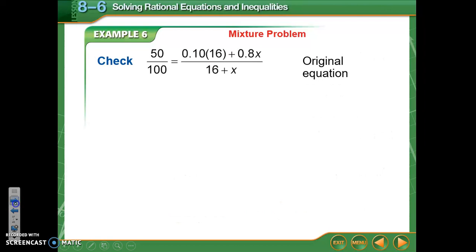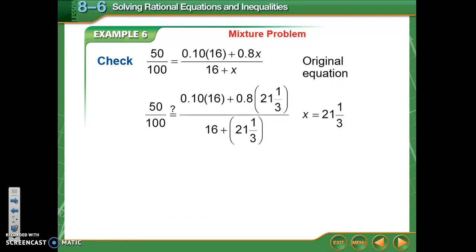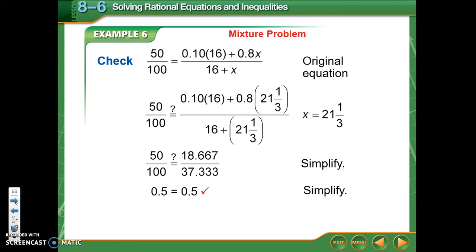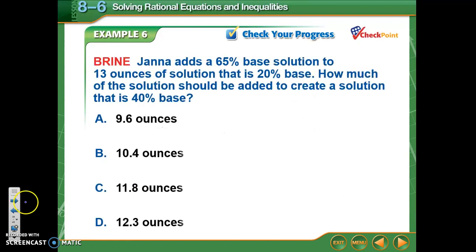And we can check, of course. We can plug in 21 1/3 for our x, and we can see if it works. And it does. If you do the multiplication, both sides end up being 50%. Remember, this represents the amount of salt over the total amount of solution, which gives me the percentage of salt. Okay, here's one for you guys to try.